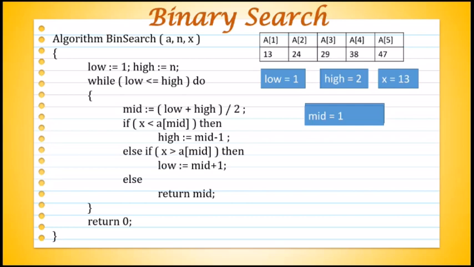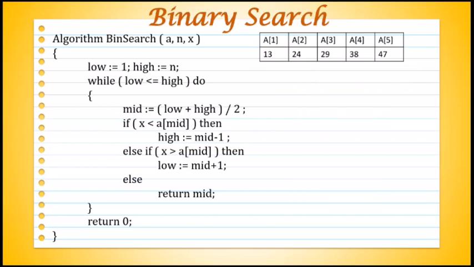That means we will check the else if statement. So x is greater than a of mid. Is 13 greater than a of mid? No, even this condition is false. That means we will execute the else part. In the else part, we are returning the value of mid. So return mid, that means return 1. Because we have returned the value 1, the value which we are searching is present at the first position.